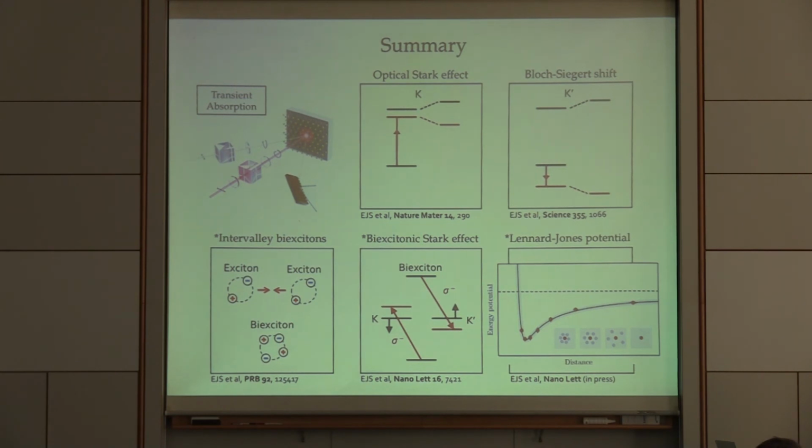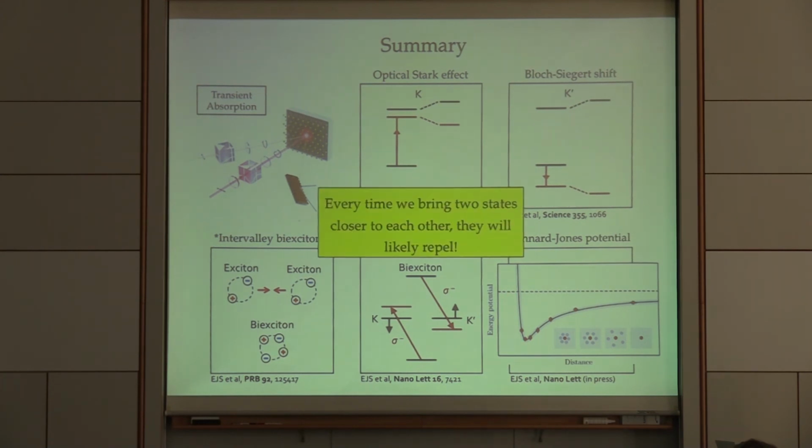And then we can also see a Lennard-Jones-like potential between two excitons, just like two atoms. If we look at a far distance, the two excitons will attract each other, and if it's too close, it will repel.